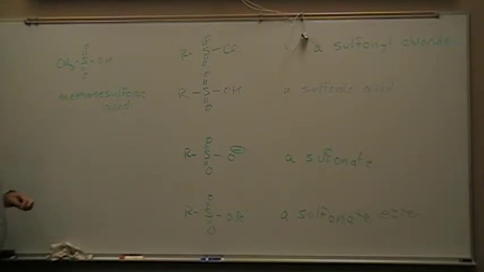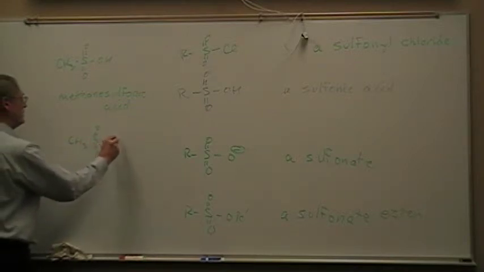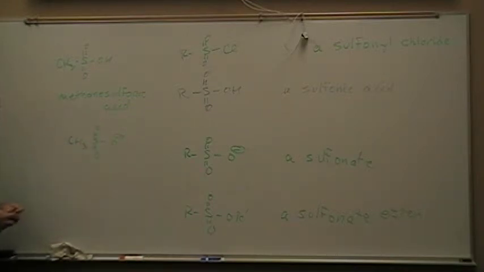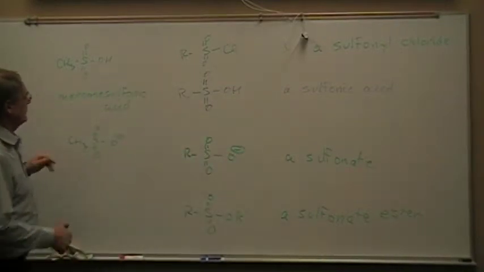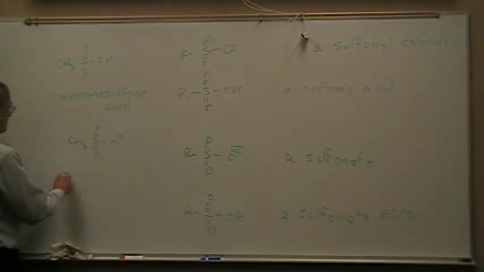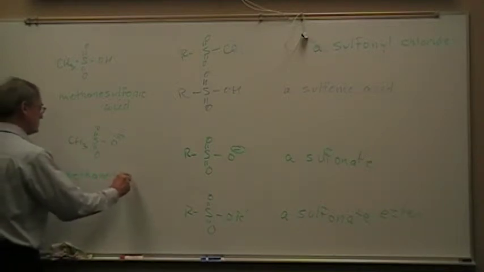Okay. So given that, what do you suppose the name would be if we took off the hydrogen and replaced it with a negative charge? Well, this is methane sulfonic acid, and it's a sulfonic acid. We want to turn it into a sulfonate. What would the name of it become? Methane sulfonate.